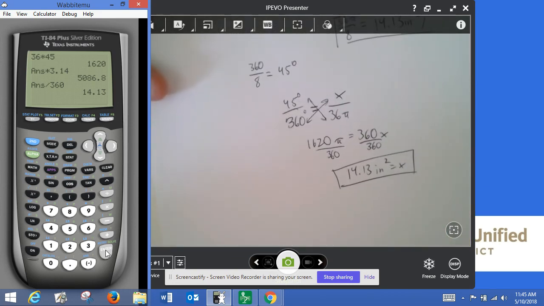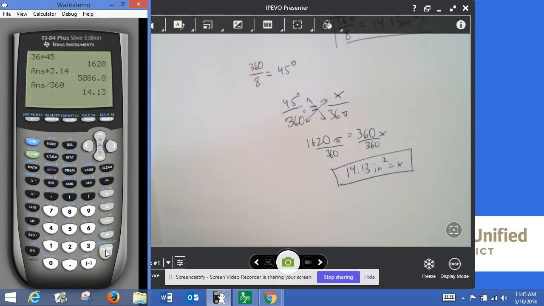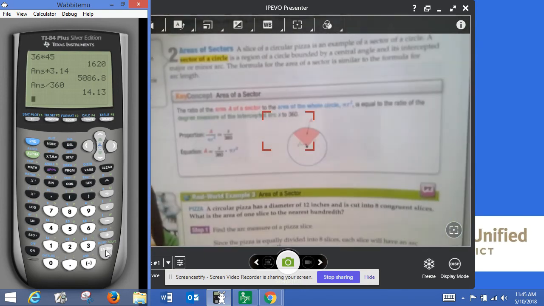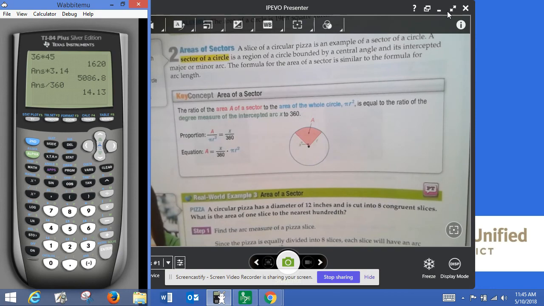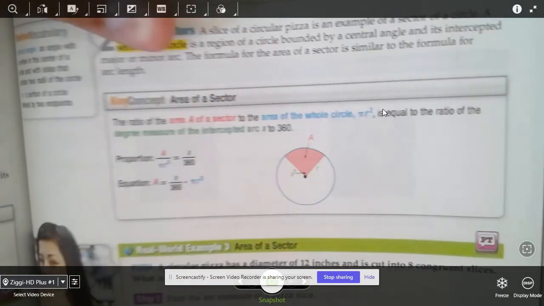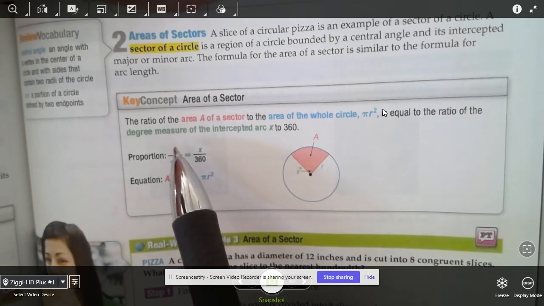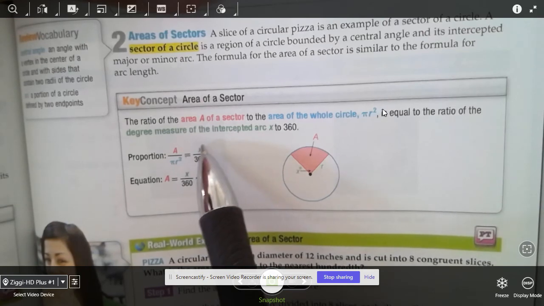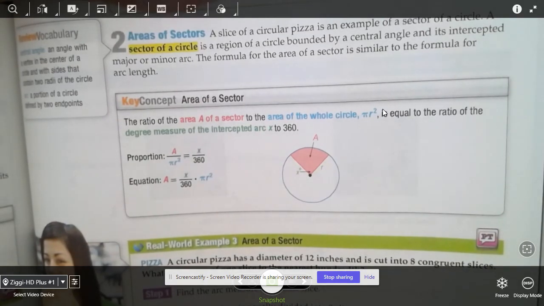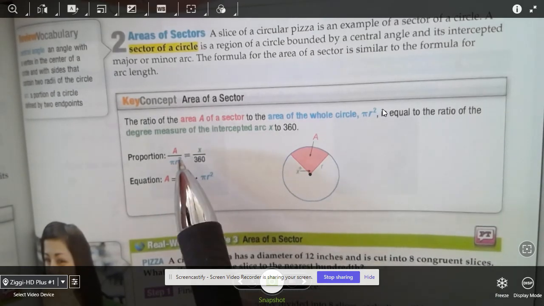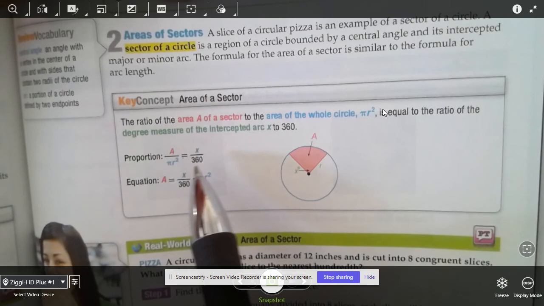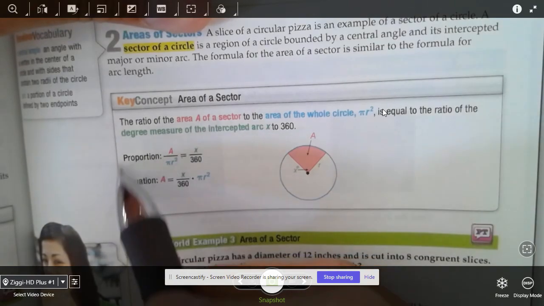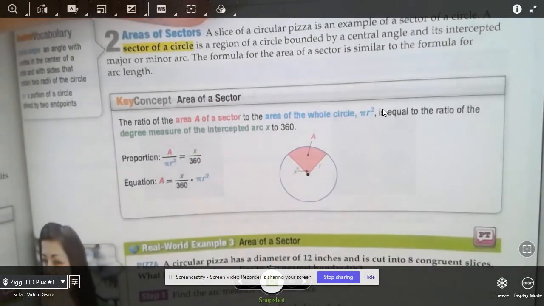So basically what we just went through was a key concept in your book. This is on page 785, I think, just about 785. The proportion is generally the area of the slice you're looking at divided by the area of the whole circle, set equal to the amount of degrees you're looking for over 360 degrees. If you just want to find the area of the sector, you'd basically multiply both sides by pi r squared. I like just setting it up as a proportion. Don't worry about the equation. This is the actual proportion you want to set up, and then you just solve from there.